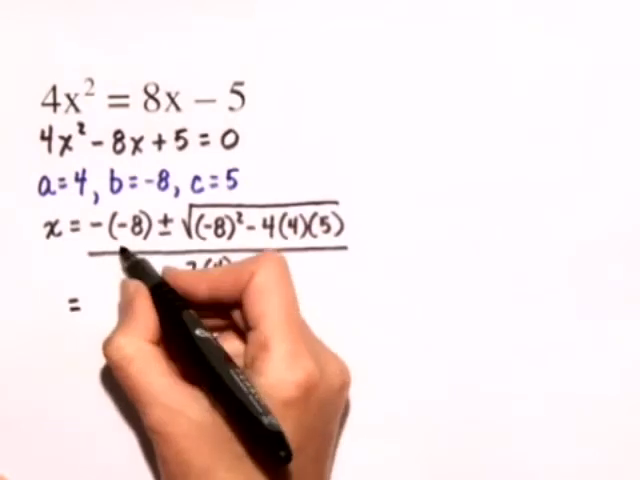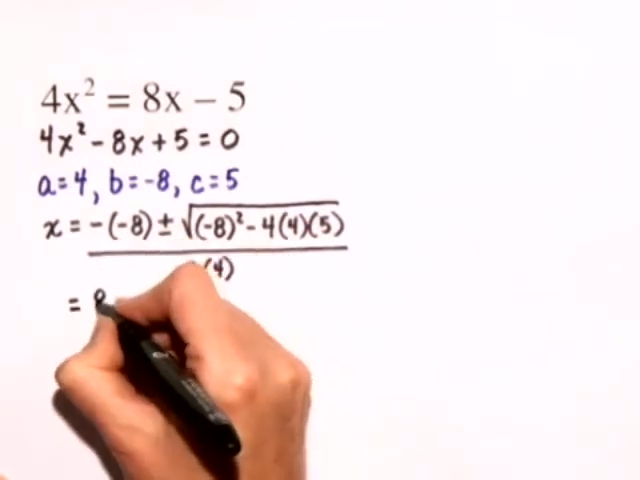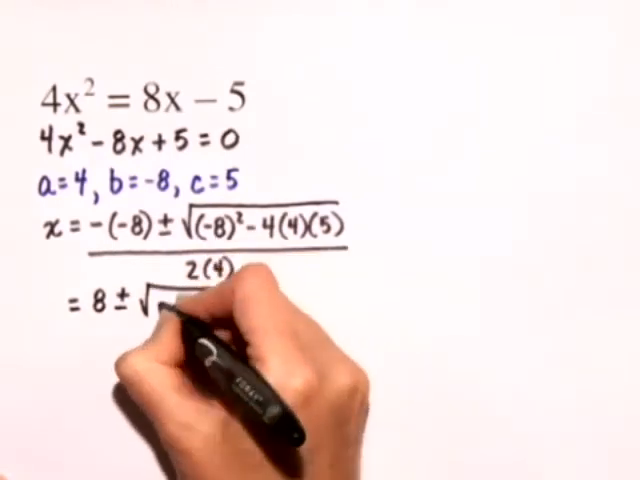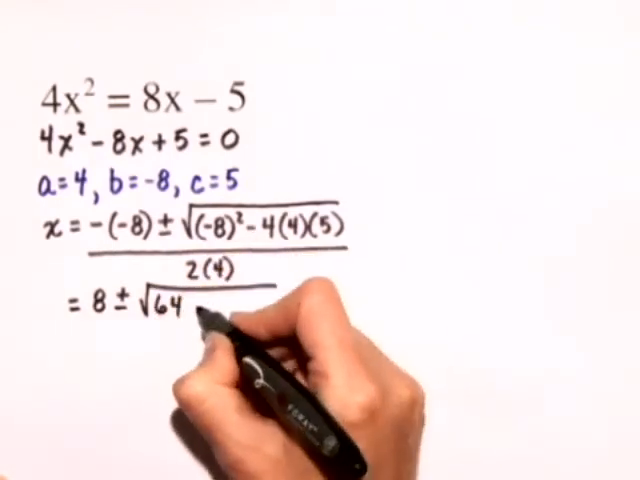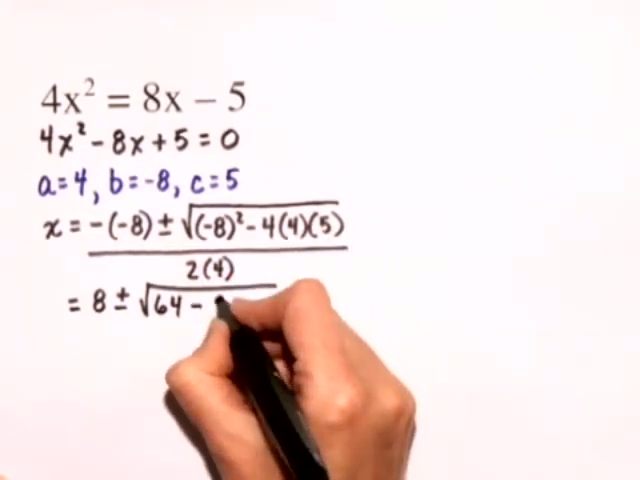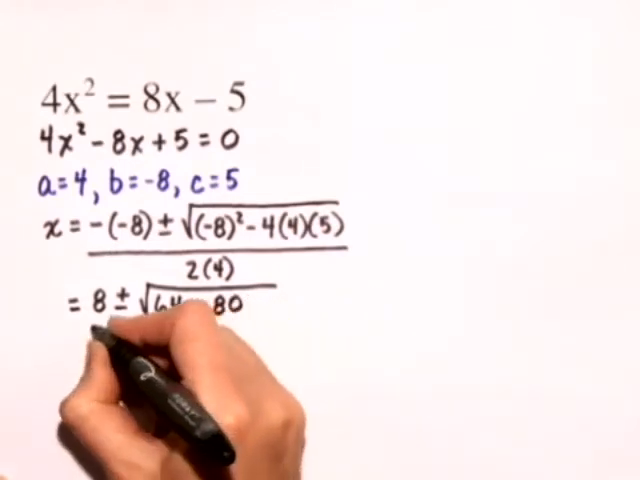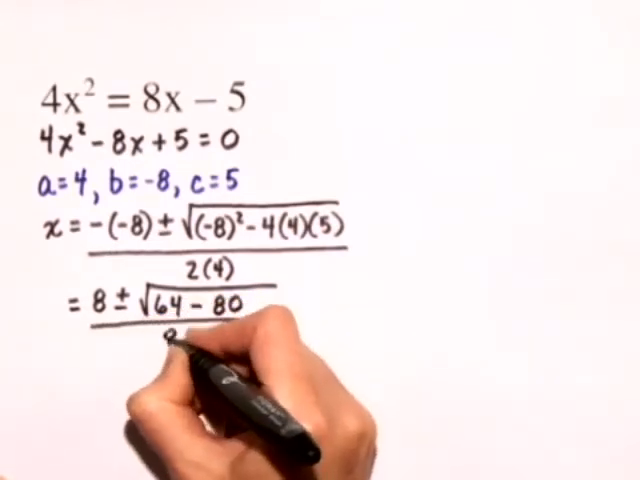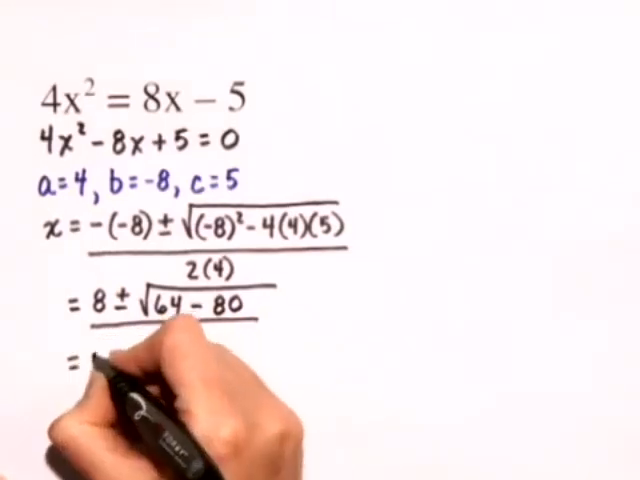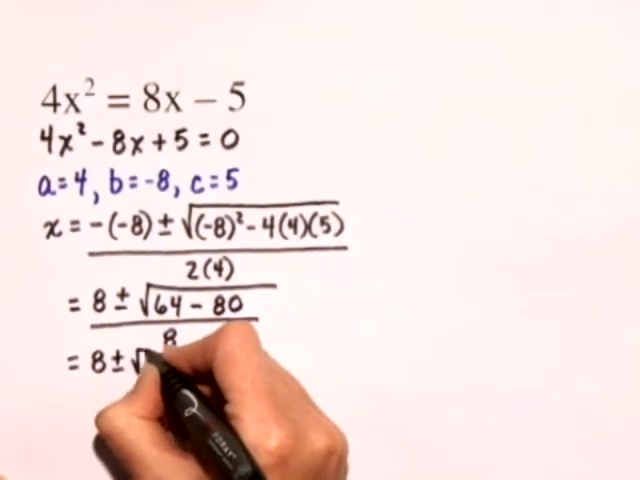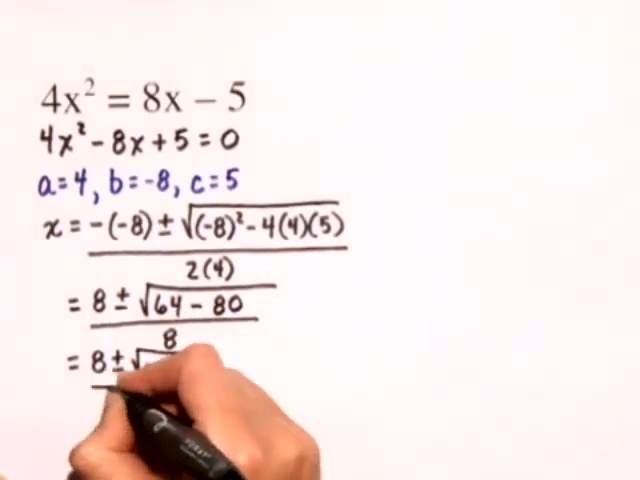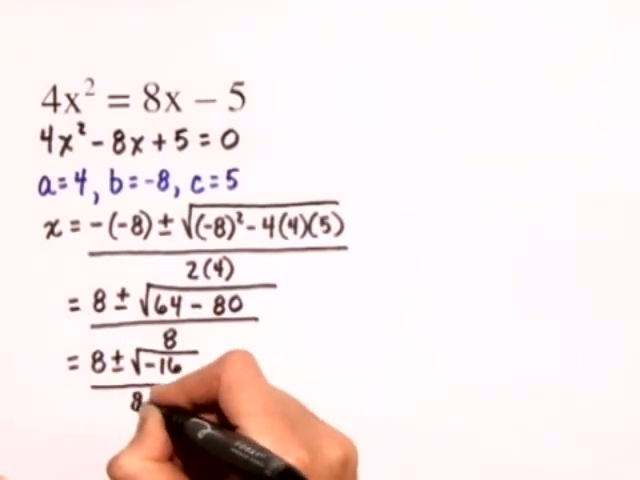So x is equal to the negative of negative 8, which is positive 8, plus or minus the square root of, we have 64, minus 4 times 4 times 5 gives us 80. And that's all over 8. Let's simplify underneath the radical, and we get 8 plus or minus the square root of 64 minus 80, which gives us negative 16, and that's all over 8.